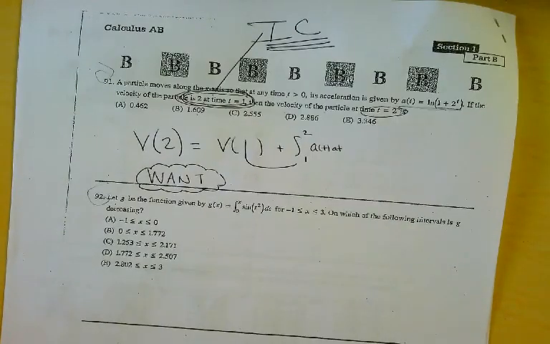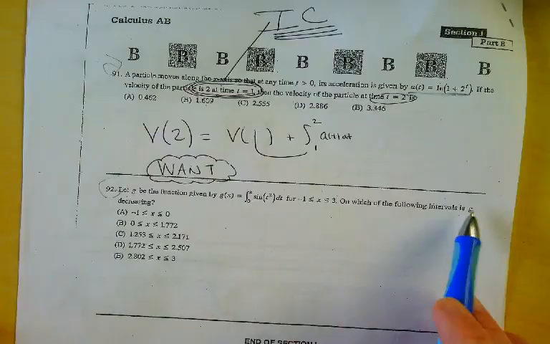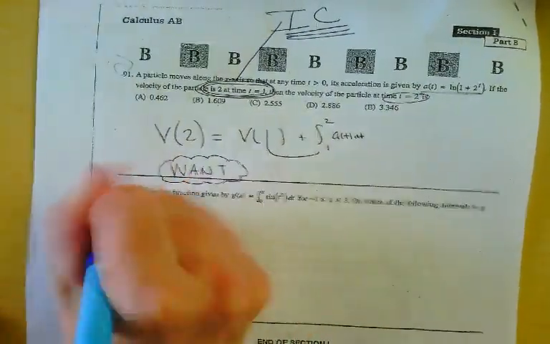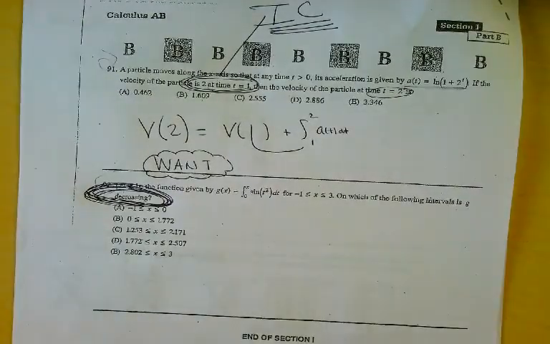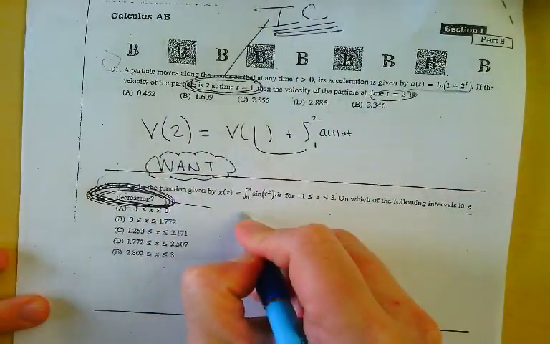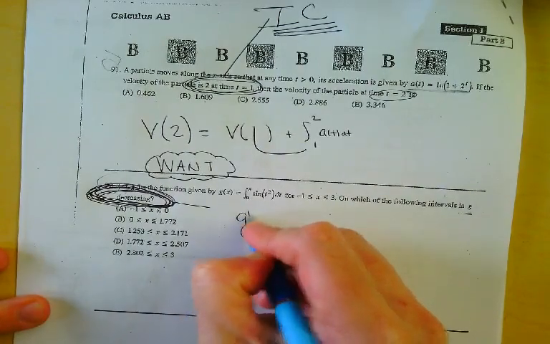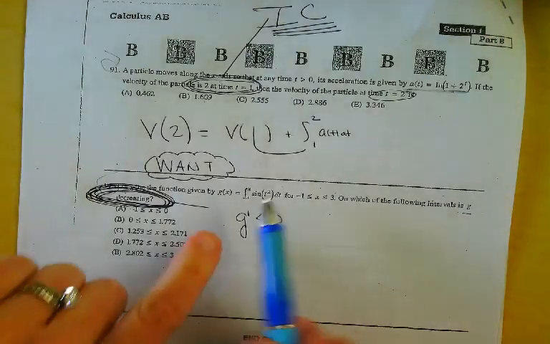And lastly, 92, that kind of jumps out at us. This function is given on which of the following intervals is g decreasing. So again, key calculus word. Got to have a game plan. How do I justify g is decreasing? You got it. There's our game plan. G prime is less than 0. So I need to go find g prime.